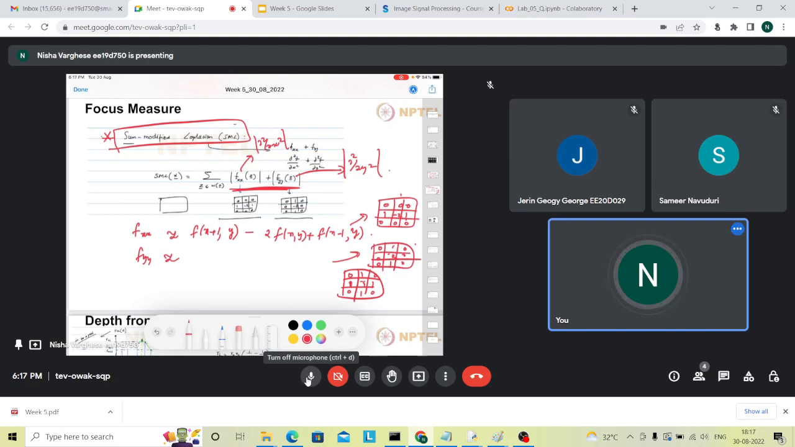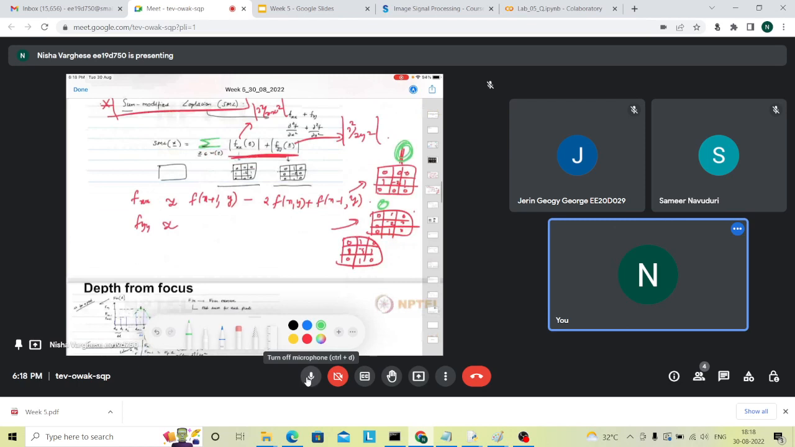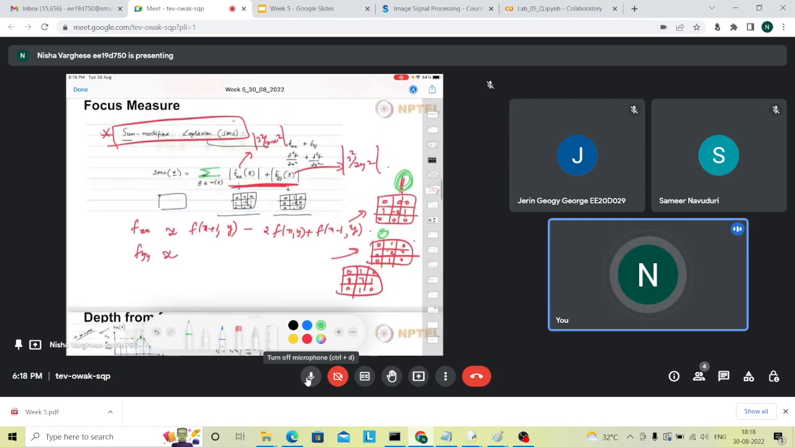We have to use this kernel for fxx of z and this kernel for fyy of z, and for each of the cases you find the modulus, then find the sum to get the SML, and you have to sum it all over a particular neighborhood also. So that also we have to do. So this is sum modified Laplacian.